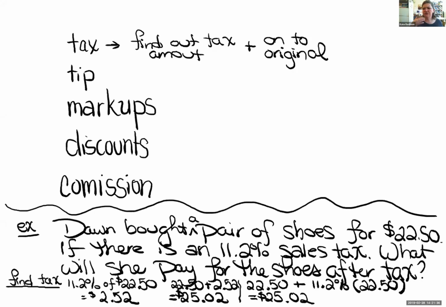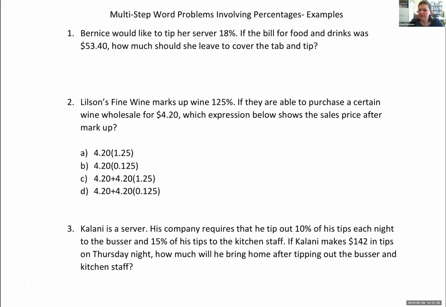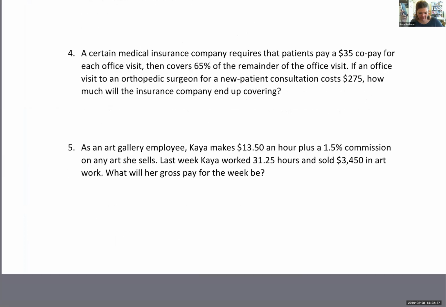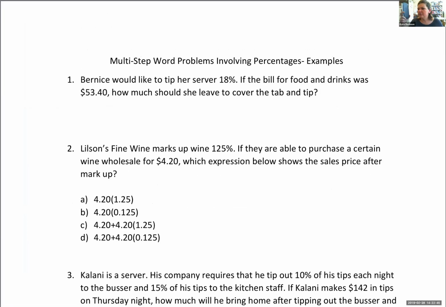I already told you there's tax, there's tip, there's markups, there's discounts, there's commission. There's lots of ways we're going to see multi-step percent problems. And I've got a whole list of examples so that you don't have to write all these out. So I have some multi-step examples here. It's all over the place, much like the GED will be. We're going to use our trusty GED calculator. You're going to notice that even though I've got all these different examples, they're all word problems. That's the style I would expect on the GED.